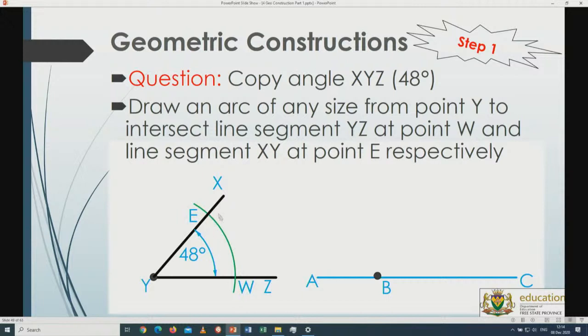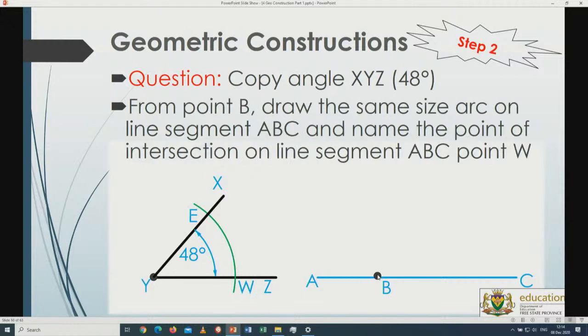Alright, so there we go with that arc. Now, without resetting my compass, keep it the same size and go over to B and strike the same arc size on BC, and that will give me W on this bottom side over here.